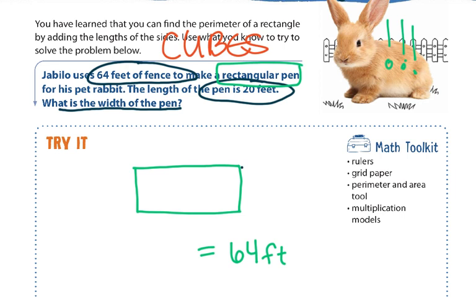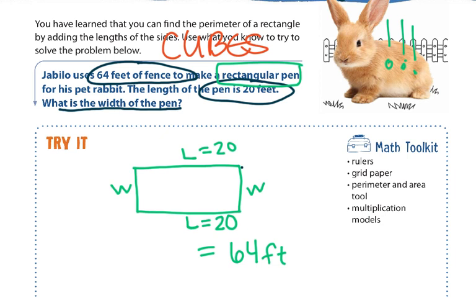And the length. So the length is the longest part, and one side of the length is equal to the other, and the width is the shorter side, and they are also equal lengths. And it tells me that the length is 20 feet. So if one side's 20, what's the other side? 20.